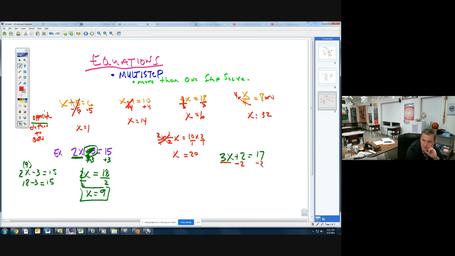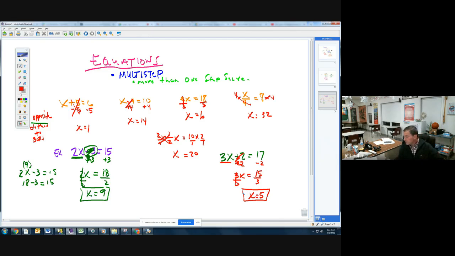I'm going to subtract 2 from both sides, which means I get 3x, these go away, equals 15. And then I'm going to divide by 3, and x is going to equal 5.